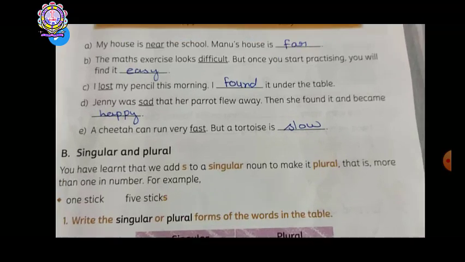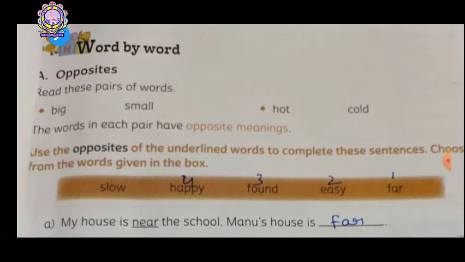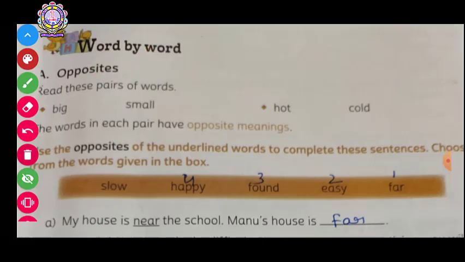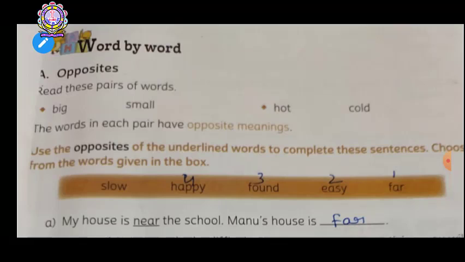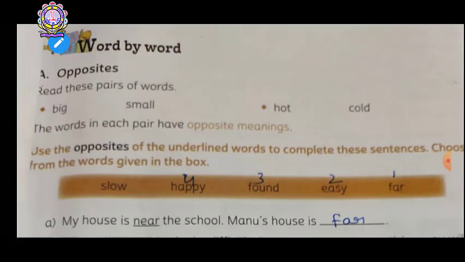I hope it's very clear, isn't it? Yes. So what is written word by word, and this is your opposites. So what you have to do, read these pairs of words. Okay, then we will read it. What is written: big, small, hot, cold.